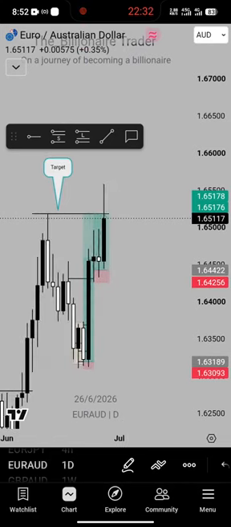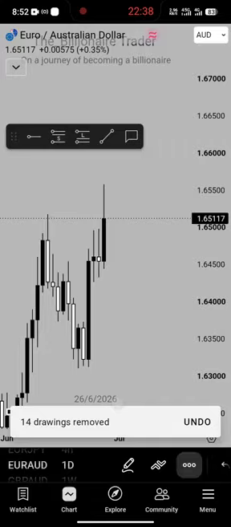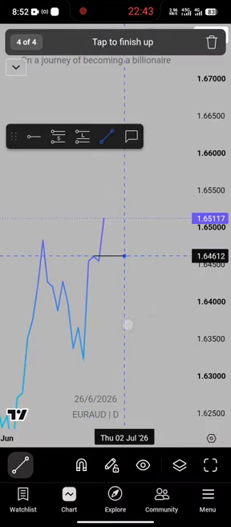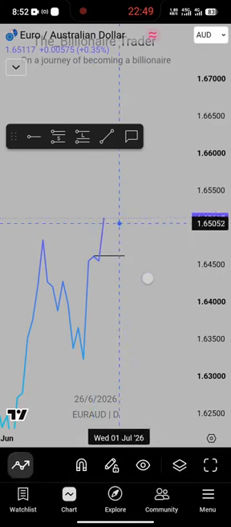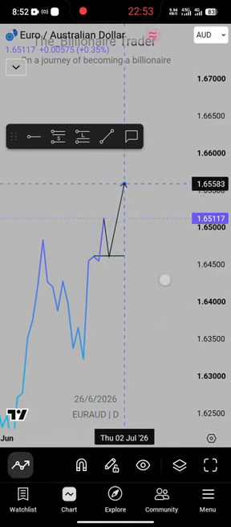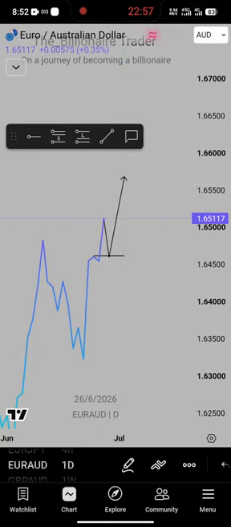Let me clear the charts. So we have this daily breakout, and weekly is also bullish. So I will expect that price should come down to that area. Price should drop like this, come to this key level, reject, and boom. That will be my expectation for the new week.